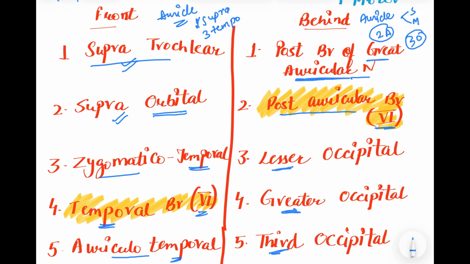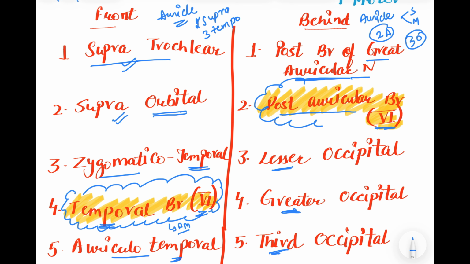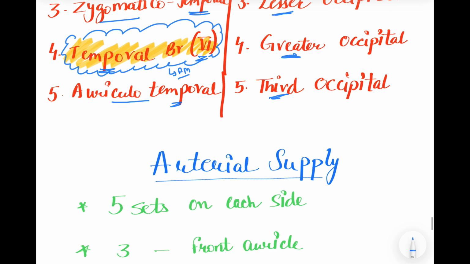So among these, as I have said, 4 are going to be sensory, right, and 1 is going to be the motor. So motor in front is going to be your temporal branch of the facial nerve. If you remember, this is the one which is going to supply your frontal muscle. And behind we have the posterior auricular, which is also a branch of facial nerve. This is the motor nerve supplying your occipital muscle, right? So these are the 10 nerves which are going to supply the scalp.